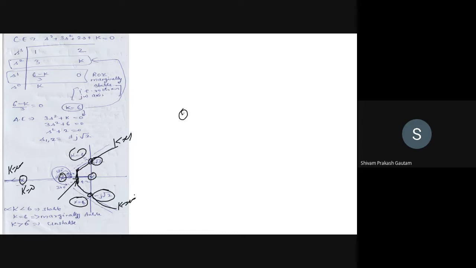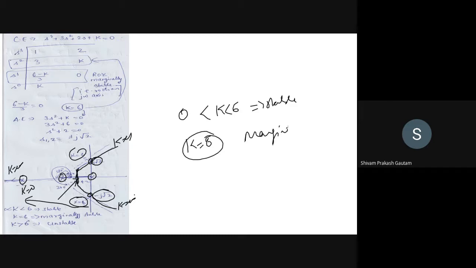So from k is equal to 0 to 6, our system will be stable. Why will it be stable? Because the poles are on the left hand side. You can see the poles are on the left hand side only. At gain k is equal to 6, our poles are on the imaginary axis, which means our system has become marginally stable.